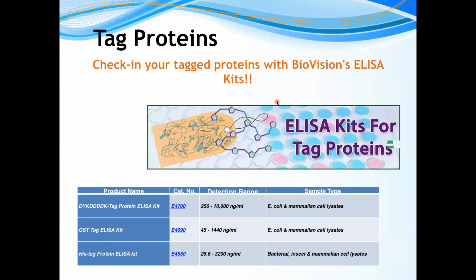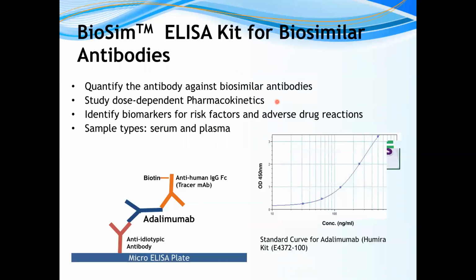Okay, so next, one of the most popular categories in our ELISA kit portfolio is the ELISA kit for biosimilar antibodies. These antibodies are very helpful for the researchers who are working on the development of biosimilar drugs, or who are studying the effect of the biosimilar drug in different diseases.